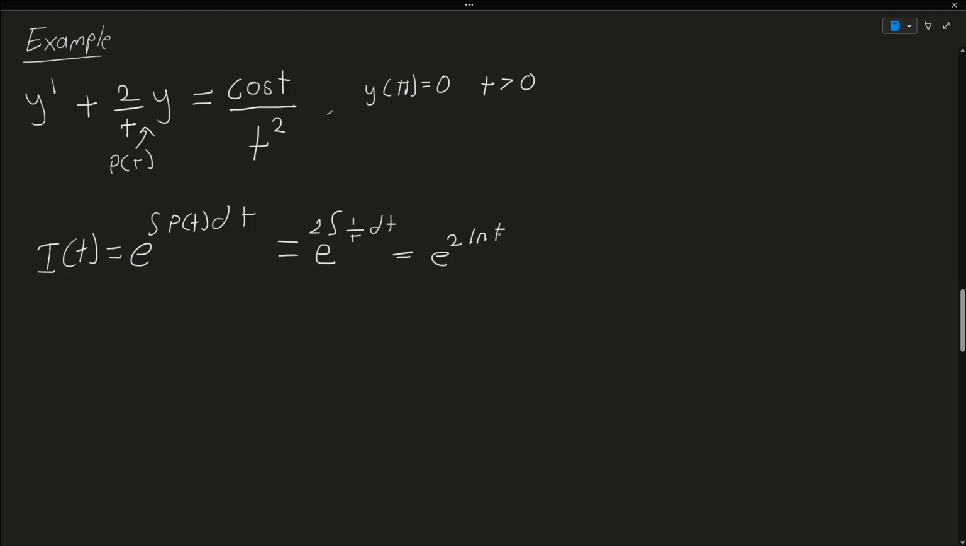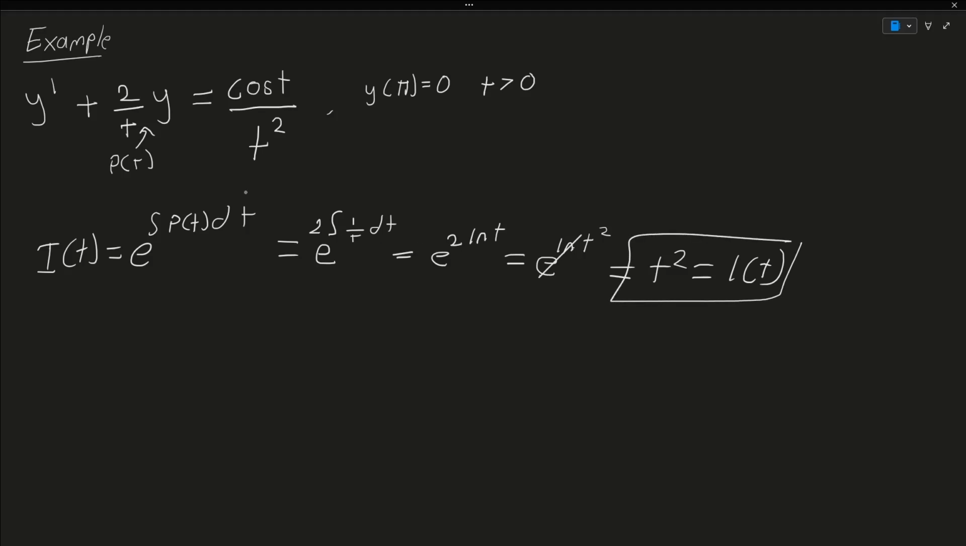We can actually make this simpler, because using algebra we can show that this is equal to e to the power of ln of t squared. Guys, do not try to cancel these and write 2t. It's not equal to 2t, okay? This is not 2t. So you have to write it like this, and once e and ln are in order, now you can cancel them, and then you can say that this is equal to t squared, which is I of t.